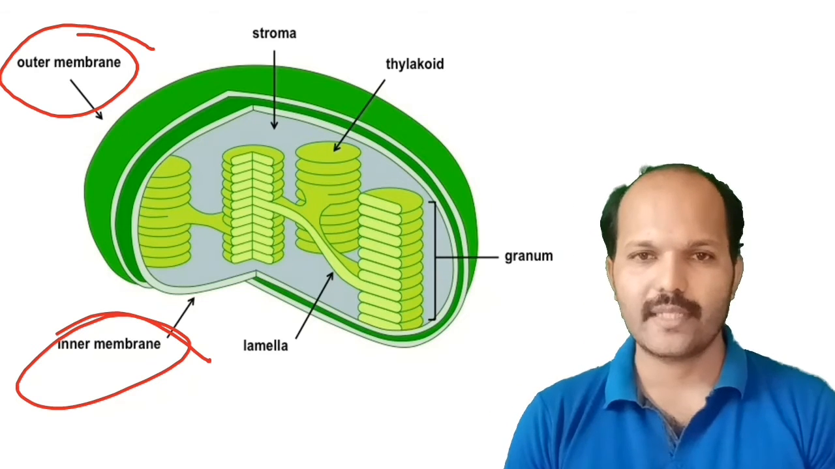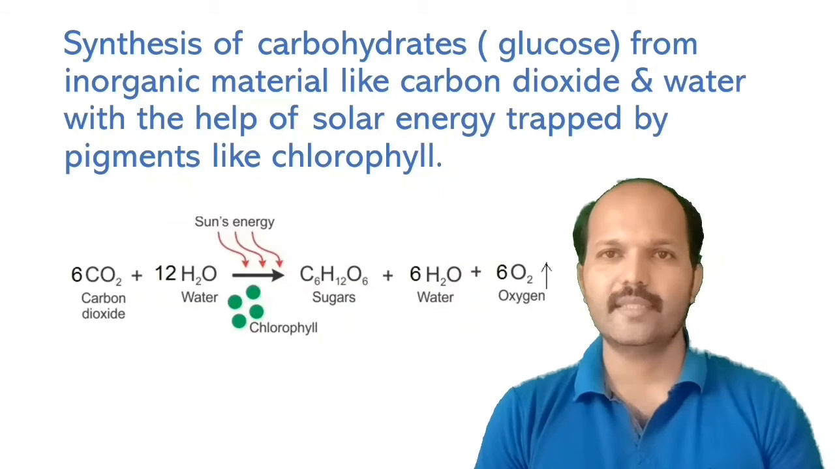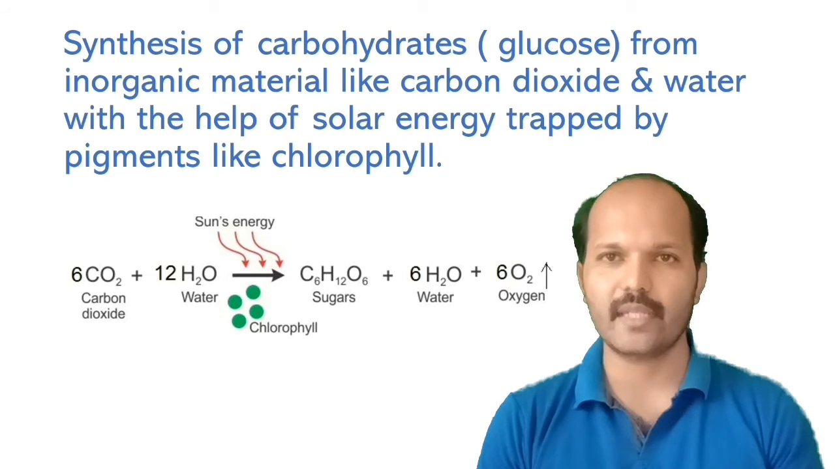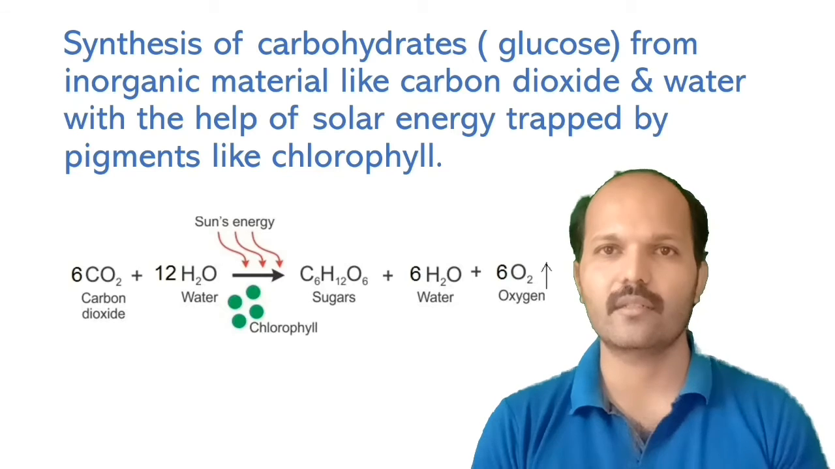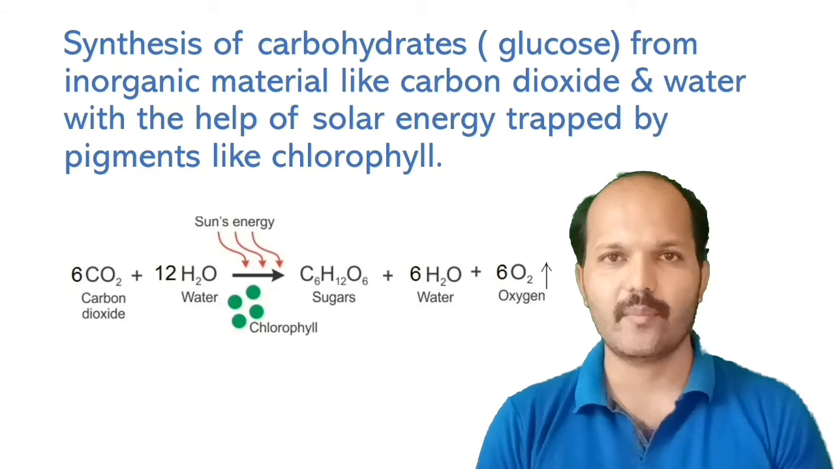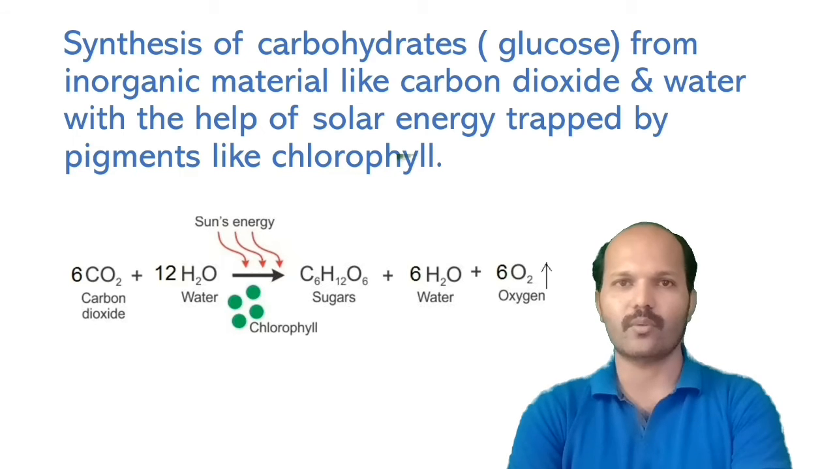Now, let's understand what photosynthesis actually is. It is the synthesis of carbohydrates like glucose from inorganic materials like carbon dioxide and H2O with the help of solar energy trapped by pigments like chlorophyll. Now this is the balanced equation: 6 CO2 plus 12 H2O, in the presence of light and chloroplast, produces C6H12O6 plus 6 O2 plus 6 H2O.